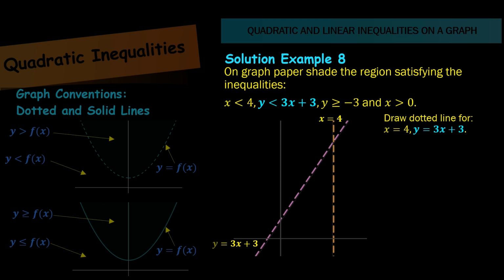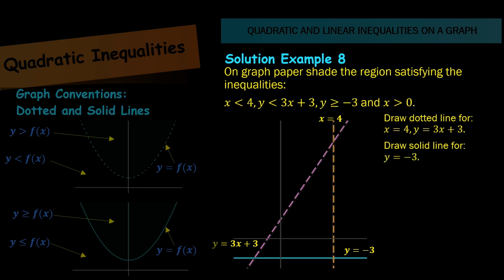And now we have a solid line representing y equals minus 3. And notice we need to consider this because we're considering the region y greater than or equal to minus 3. So how do we know what to shade? If y is less than, then we shade below. If y is greater than, then we shade above.